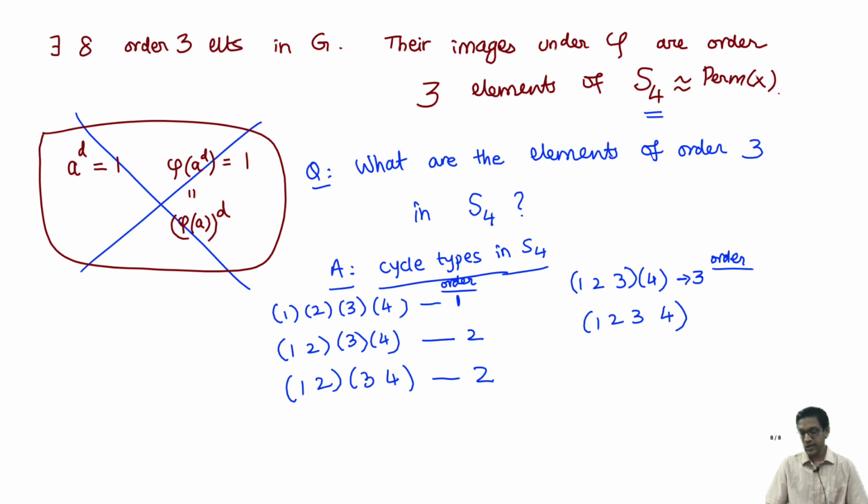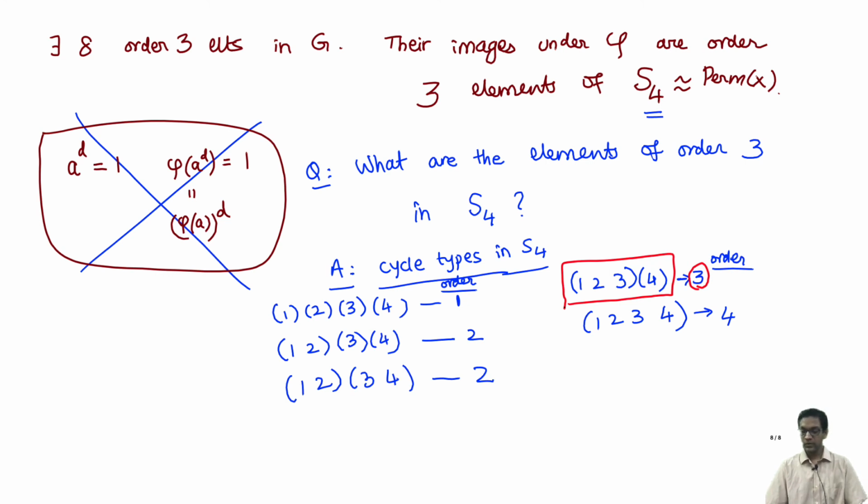So the order is 3, and this element has order 4. Okay. So here's the interesting bit: there is actually exactly one possible way in which you can get an element of order 3, one possible cycle type which will give you order 3, and that cycle type is a 3 cycle with 1 cycle. Okay.